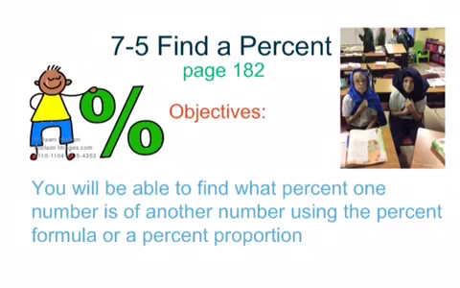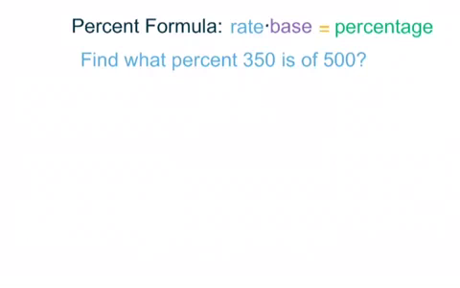Okay, the percent formula you've seen before is rate times base equals percentage. So find what percent 350 is of 500. Remember yesterday we said if it comes after "of," that is your base, your whole number. If it comes before "is," that is your percentage.